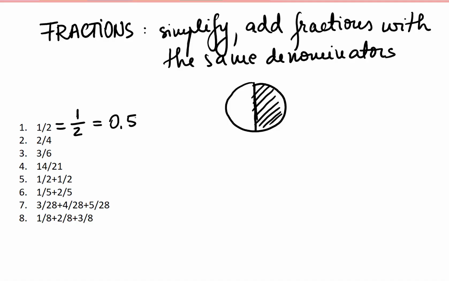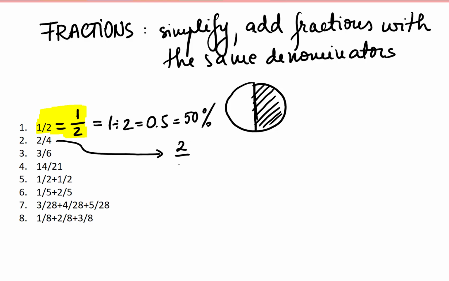If you put 1 divided by 2 in the calculator, you will get 0.5. And we saw in a previous video that it can be written as 50%. So basically, this 1 over 2 stays 1 over 2 because it's in the simplest form. But 2 over 4, this one, well, we can notice that both of these numbers can be divided by 2. So if we divide the numerator by 2 and the denominator by 2, we get 1 over 2. So now this 2 over 4 is simplified into 1 over 2.